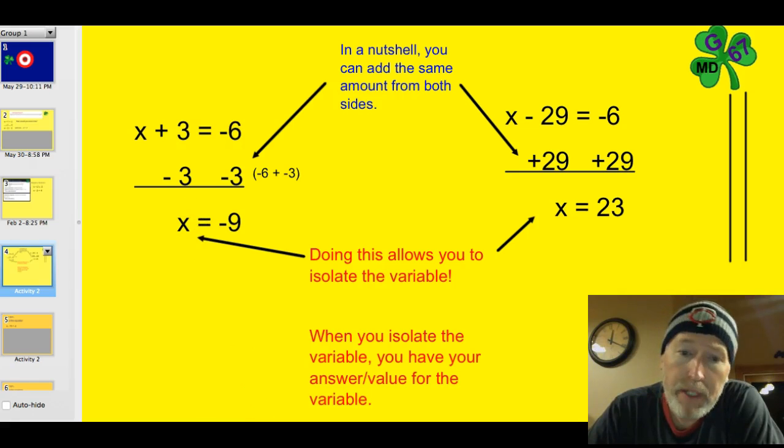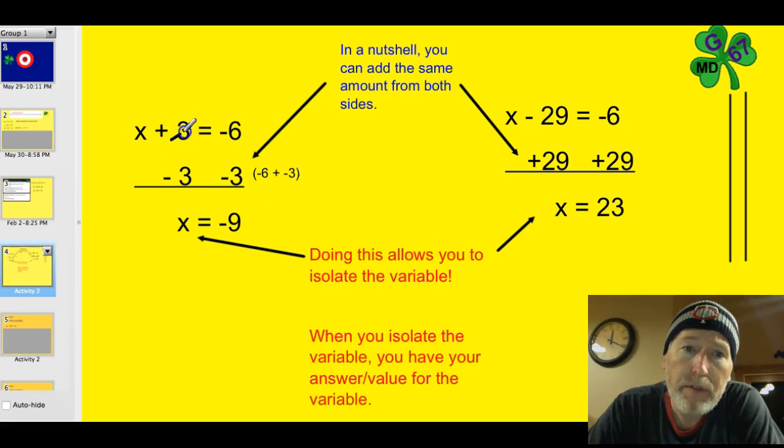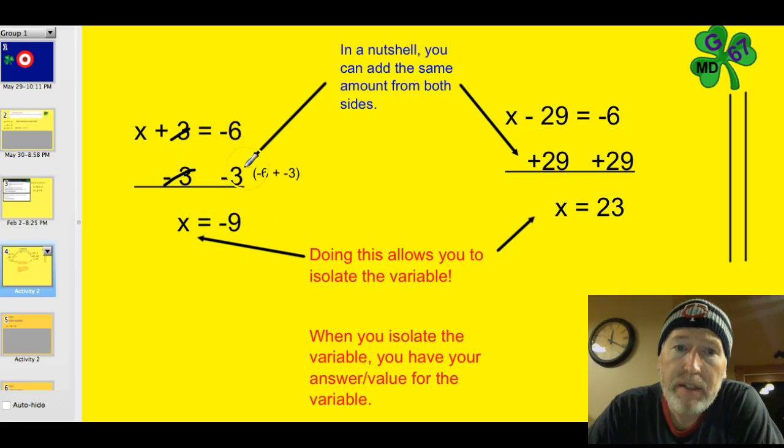I'm going to get my pencil out here. I don't do this too often, but these just cross off. We have a positive 3 and a negative 3. We're just left with x here. Now I have negative 6 minus 3, or a negative 6 plus a negative 3. I have negative 9. Pop it in.